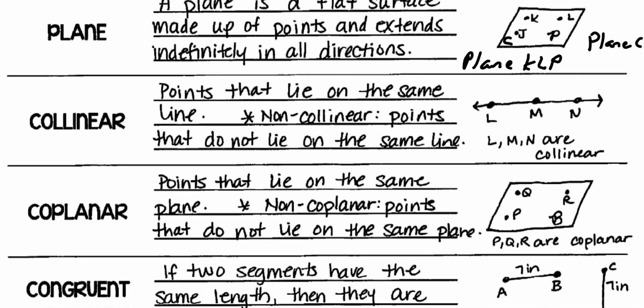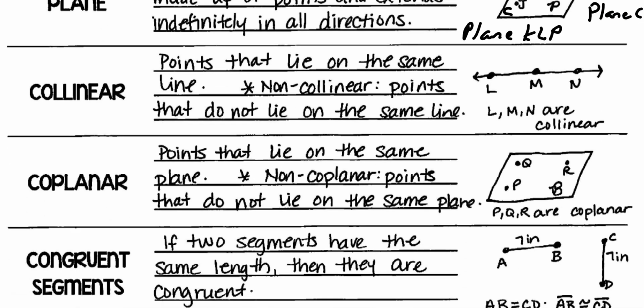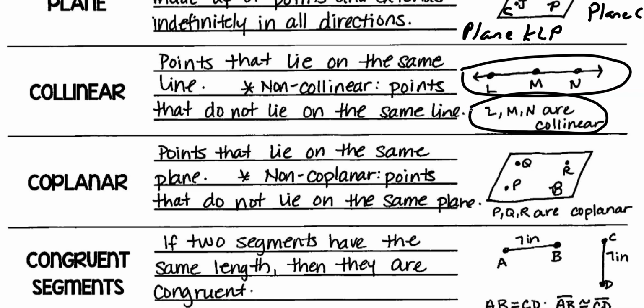All right, next vocabulary term we have is something called collinear. So points that lie on the same line are collinear. Now notice over here it says non-collinear points. Points that do not lie on the same line. That's the opposite of collinear. So co meaning the same and linear meaning line. So when we look at this line here, remember this could be line LMN, line NML, line MN, line NM, line ML, all those different ones. All those points lay on the same line. So we could say that points L, M, and N are collinear.